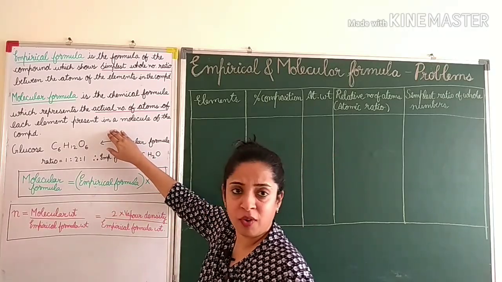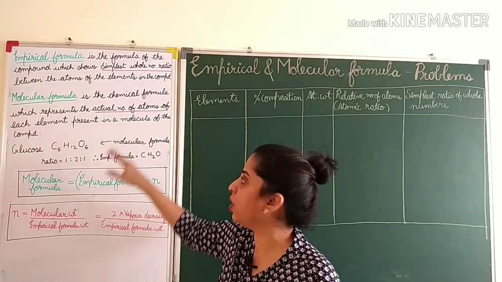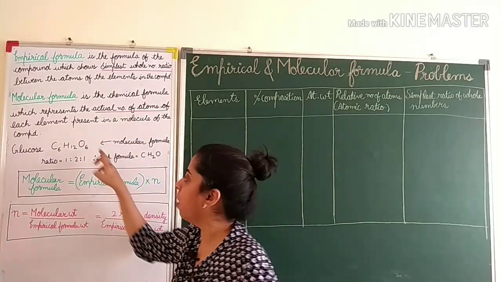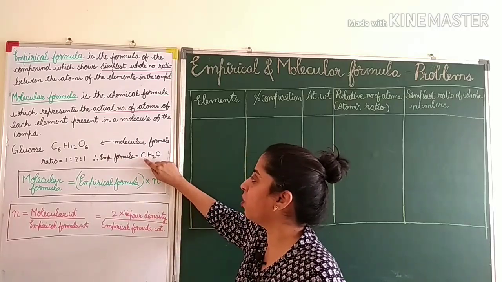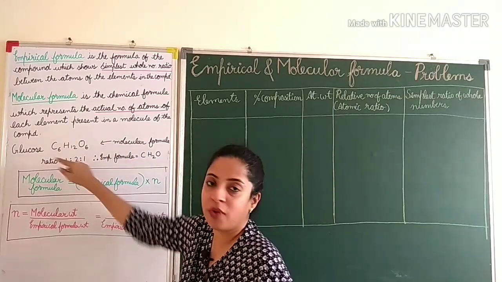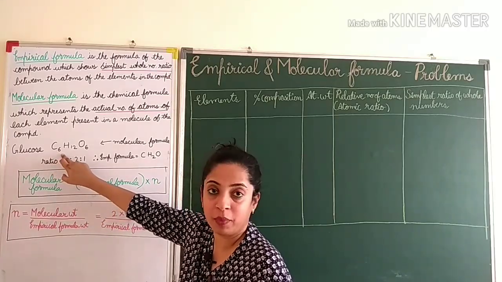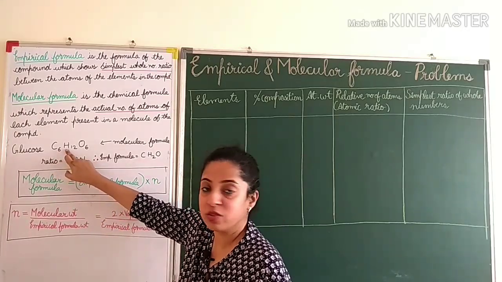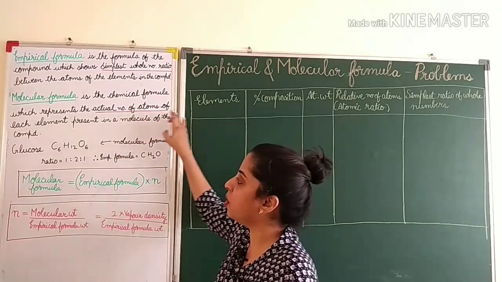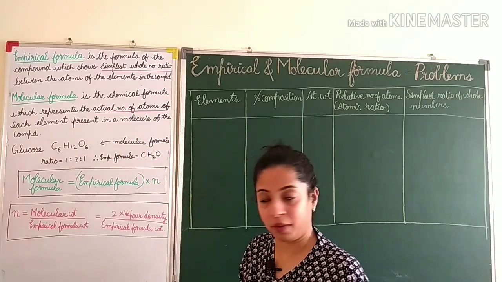Now what is molecular formula? We all know it is the chemical formula which represents the actual number of atoms of each element present in a molecule of a compound. Now in glucose, it's not that only one carbon, one oxygen and 2 hydrogen are there. The actual formula is, in a molecule of glucose there are 6 atoms of carbon, 12 atoms of hydrogen and 6 atoms of oxygen. So molecular formula is the actual number of atoms of each element present in a molecule of a compound.